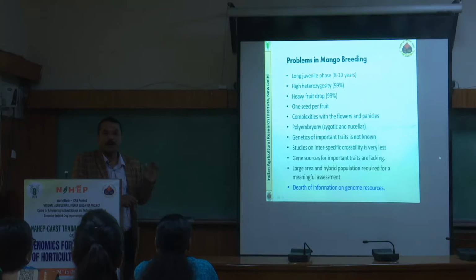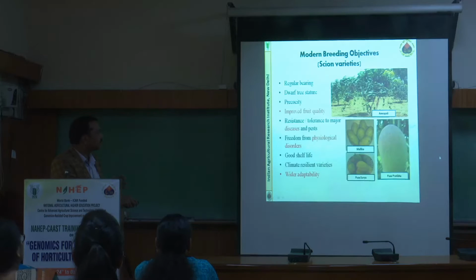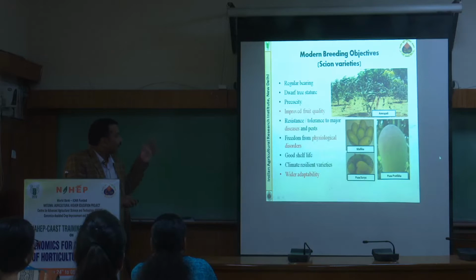As far as mango breeding is concerned, you all know what traits we are looking for, what should be the objective for mango improvement. Of course, regularity, then precocity, dwarf tree architecture, improved fruit quality, and one thing which is not mentioned in any literature or book, that is wider adaptability.